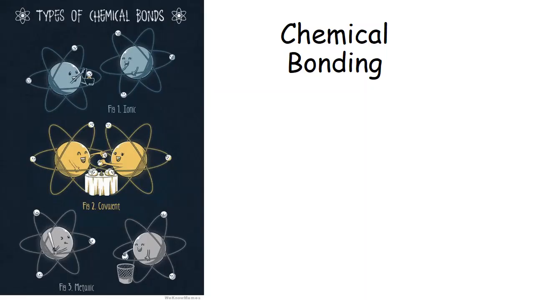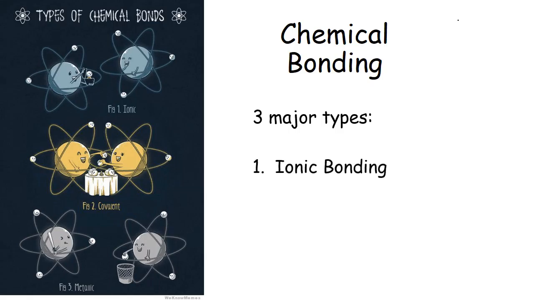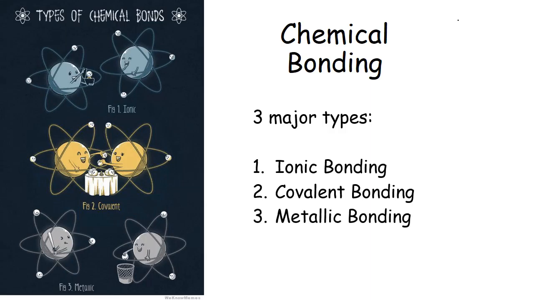This lesson will be good for both my Year 9s and my Year 10s. The types of bonding that we're going to cover are ionic bonding and covalent bonding. These will need to be known for both Year 9s and Year 10s, although covalent bonding we don't go into a great amount of detail. And for Year 10s only, you'll need to know about metallic bonding as well.